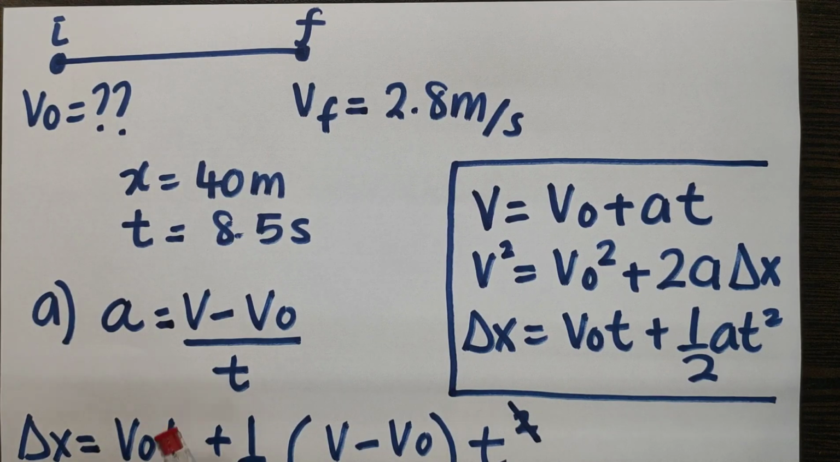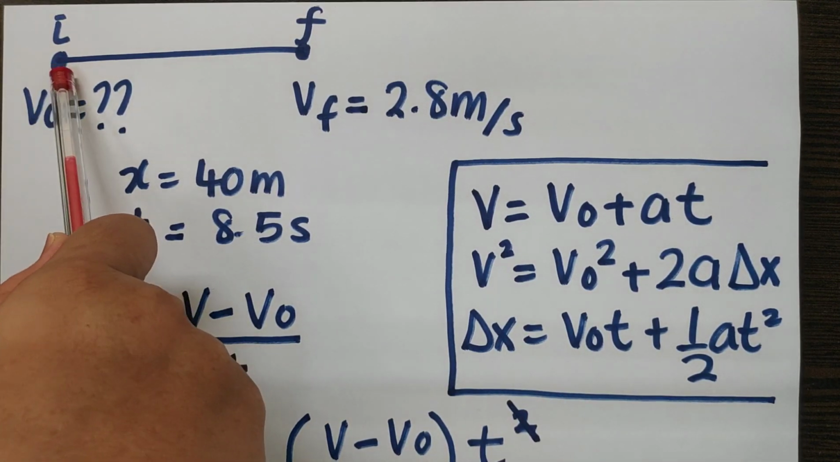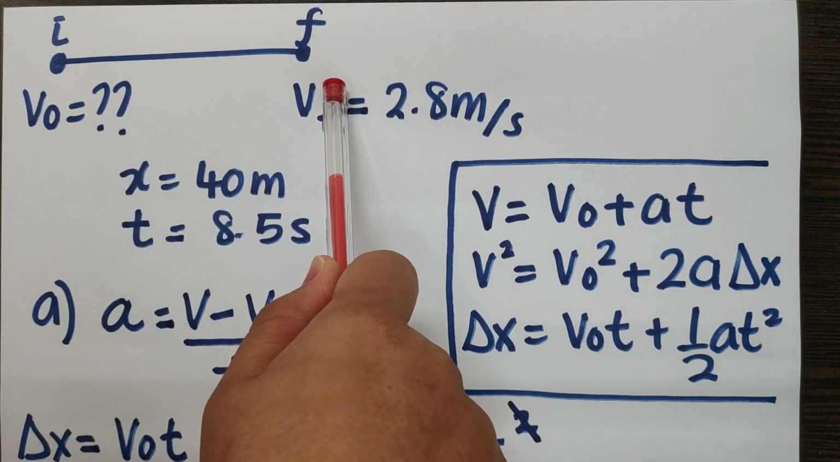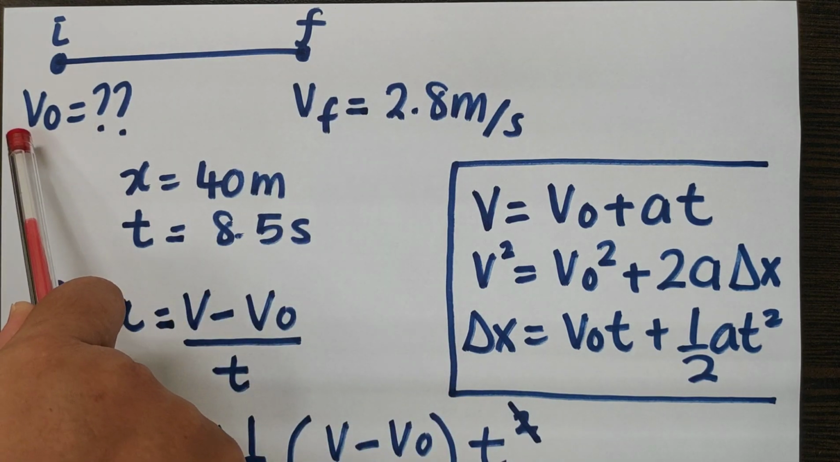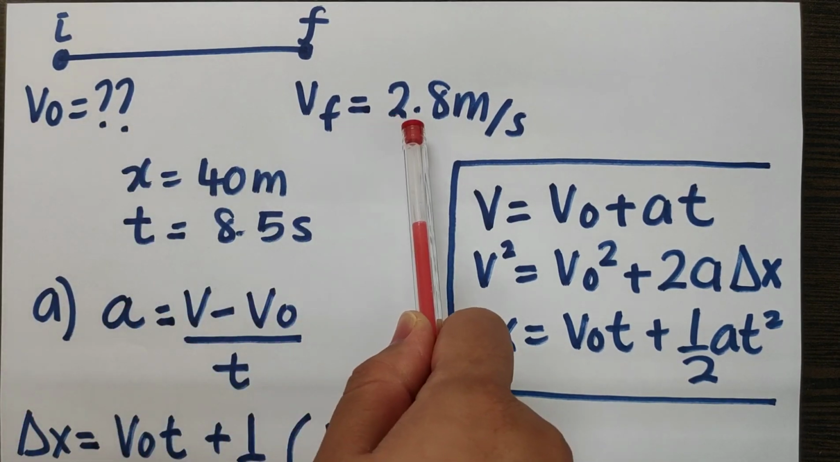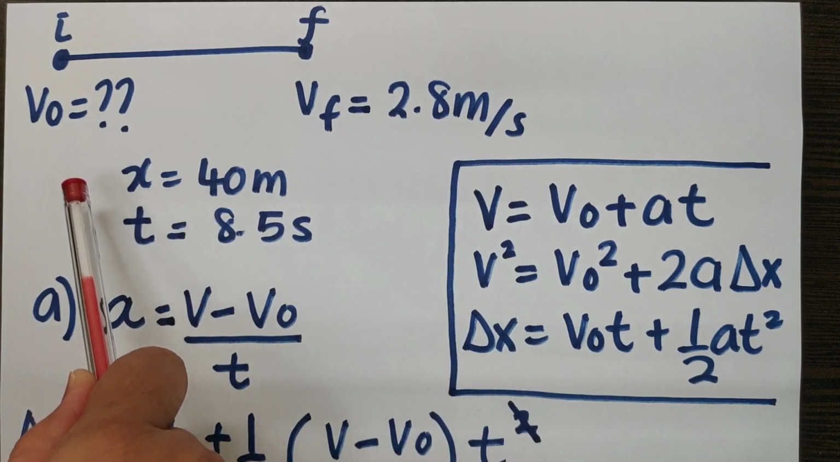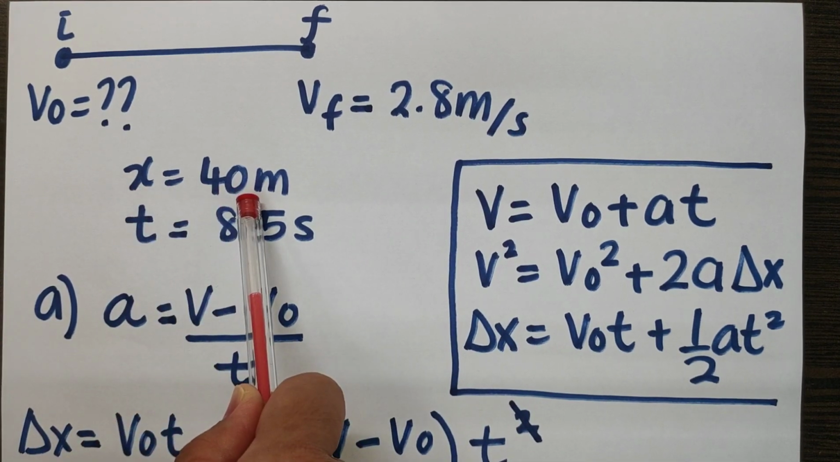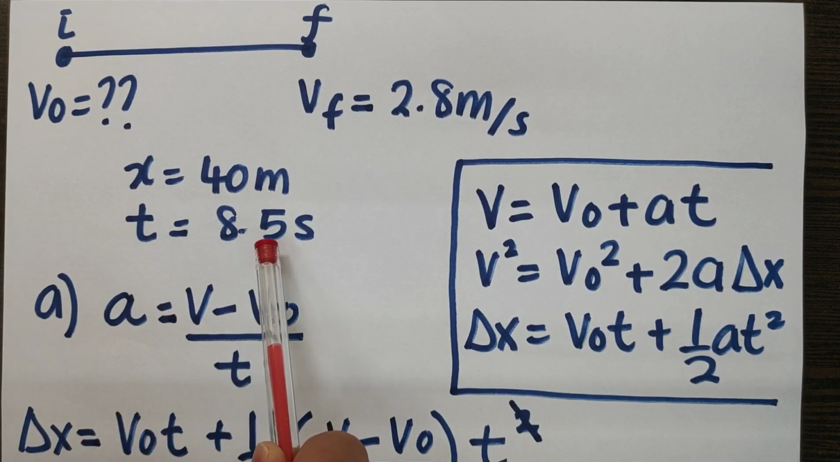So the drawing should look like this. This is the initial point, this is the final point. V initial is not given, V final is 2.8 meters per second. X is equal to 40 meters and t is 8.5 seconds.